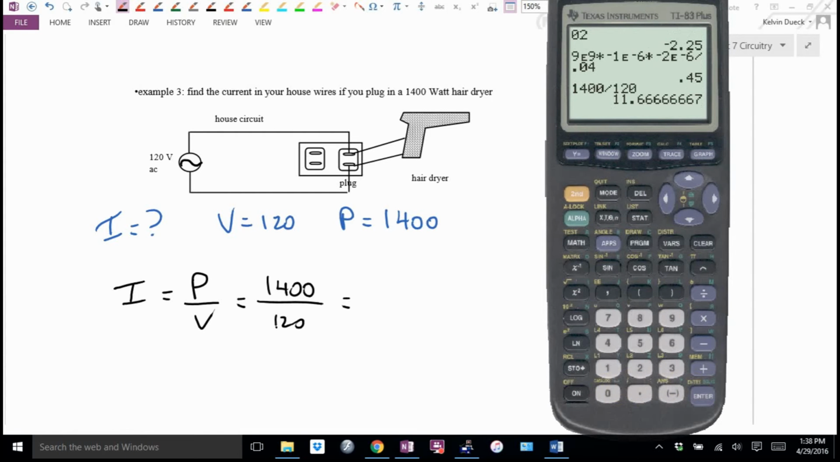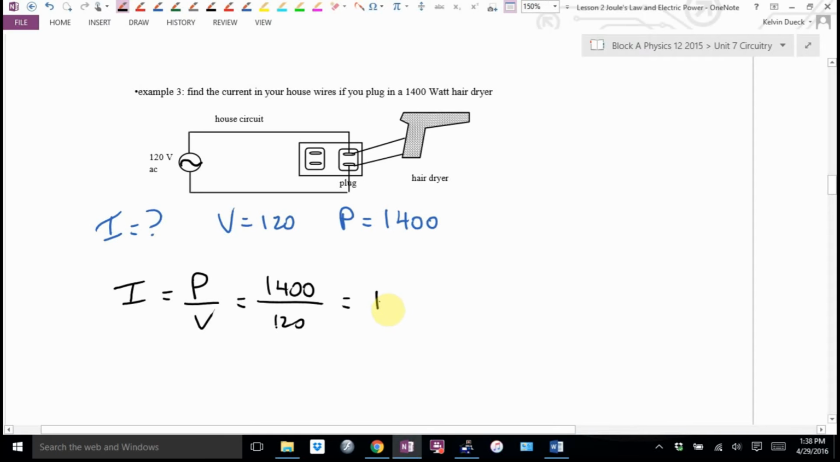What do you get? 11.7? 11.7 what? What are the units for current? I already said it. Amps. Amps. So you ready? Here's the first question.